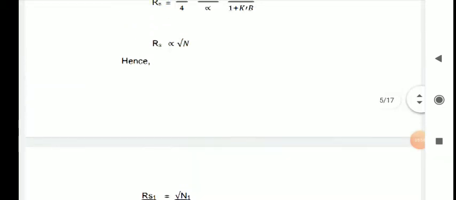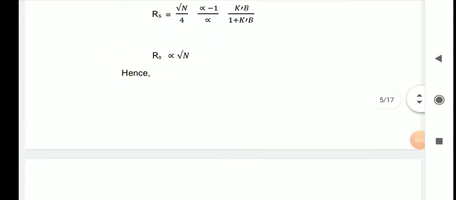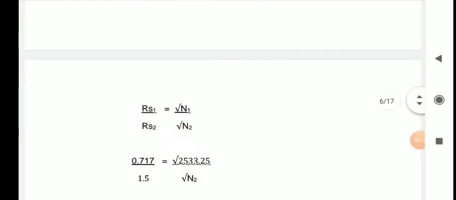If you take the ratio, the proportionality sign will disappear, and the terms which are attached to it, alpha minus 1 upon alpha, and alpha minus 1 upon alpha and k dash b upon 1 plus k dash b, will get cancelled with each other. So since Rs1 is proportional to root of n1 and Rs2 is proportional to root of n2, when you take the ratio, Rs1 upon Rs2 is equal to root of n1 upon root of n2.